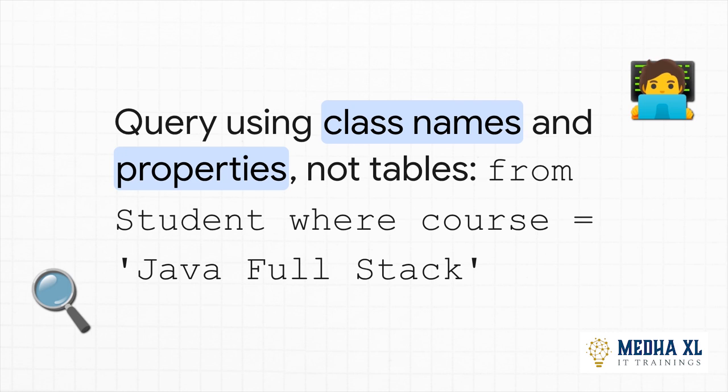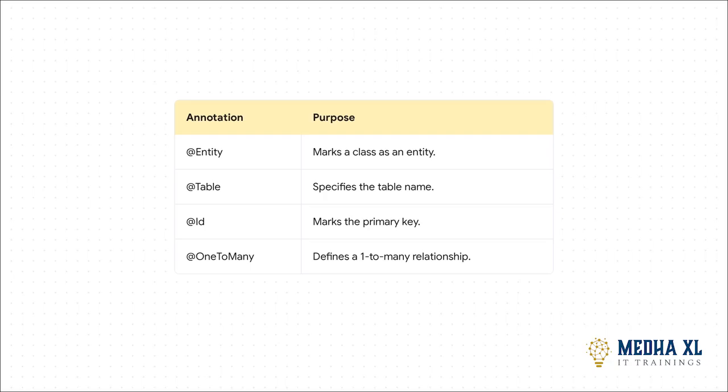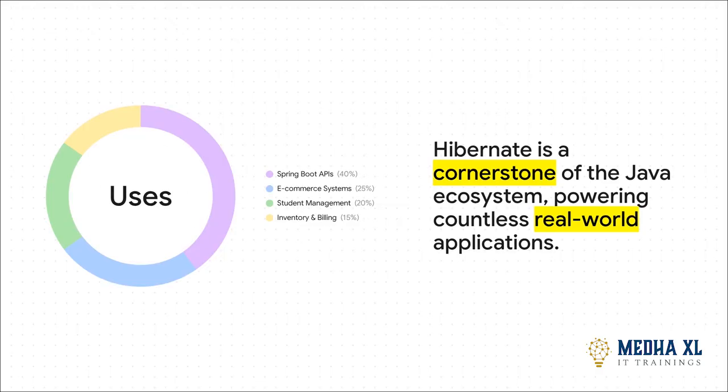Hibernate also gives you this rich set of annotations to handle more complex database designs. You can define relationships, like, say, one teacher has many students, right there in your Java code using an annotation like @OneToMany. And Hibernate will take care of all the tricky database stuff, like managing foreign keys and join tables for you, all automatically.